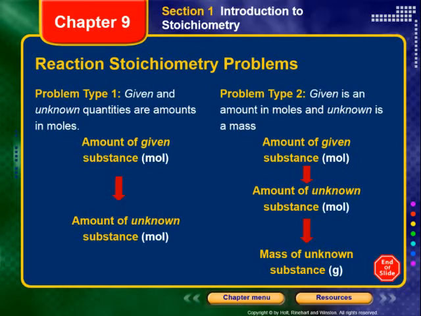But when we do a problem type 2, we'll have to use the mole ratio to start out with. The mole ratio converts from moles of one substance to moles of another. But then we'll have to use the molar mass of that unknown substance. Well, I mean, we'll know what the formula is. We'll be able to calculate that easy enough. But the molar mass of that unknown will be the second conversion factor that we'll use to complete that type of problem.